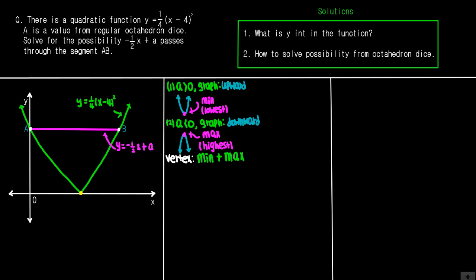In order to solve for the a value, which is the number of possibilities from the octagon dice, first of all, we need to solve for our segment AB. In order to solve for the segment AB, we need to know the coordinates of A and B.